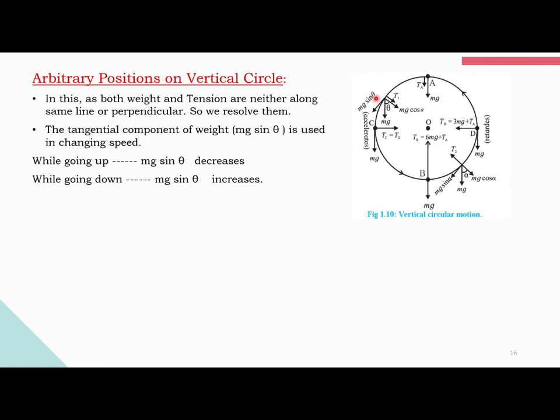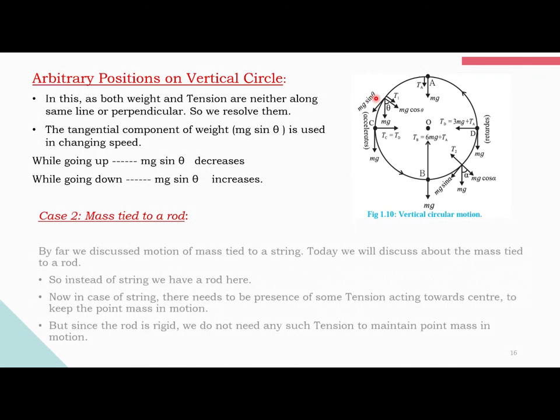In case 2, mass tied to a rod. So far, we discussed motion of mass tied to a string. Today we will discuss the mass tied to a rod. So instead of a string, we have a rod here. Now, in case of a string, there needs to be some tension acting towards the center to keep the point mass in motion. But since the rod is rigid, we don't need any such tension to maintain the point mass in motion.